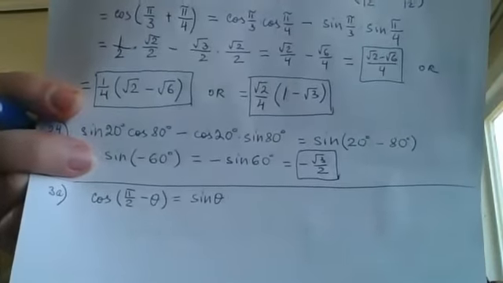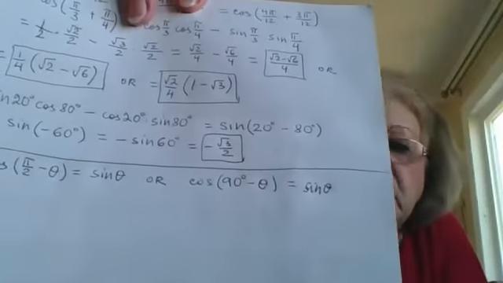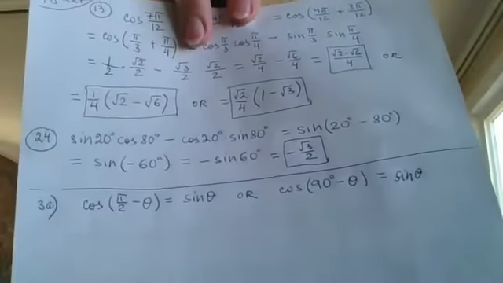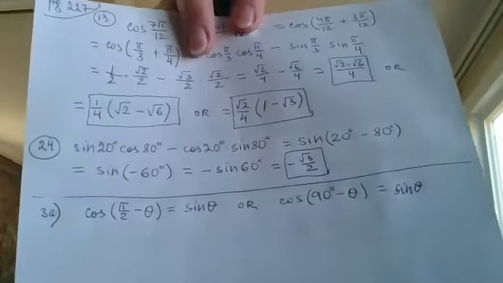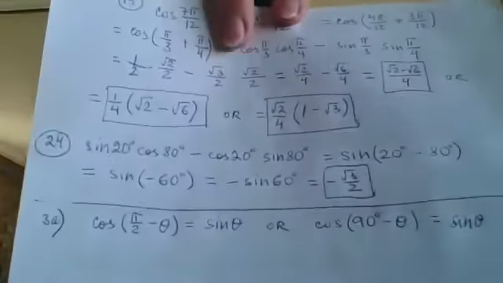Cosine of pi over 2 minus theta equals sine theta. But I will go the extra mile and write the same thing in degree form, because quite often you need to apply this formula with degrees in it. So it is the same formula, only instead of pi over 2, I wrote 90 degrees. So cosine of 90 degrees minus theta is equal to sine theta.